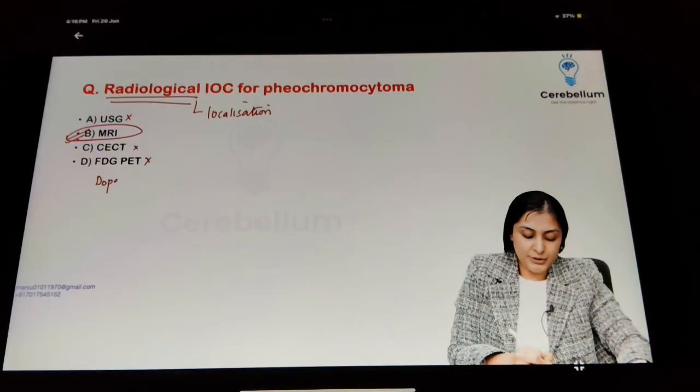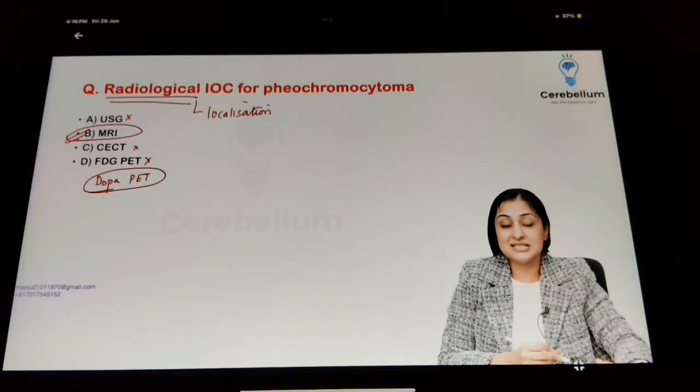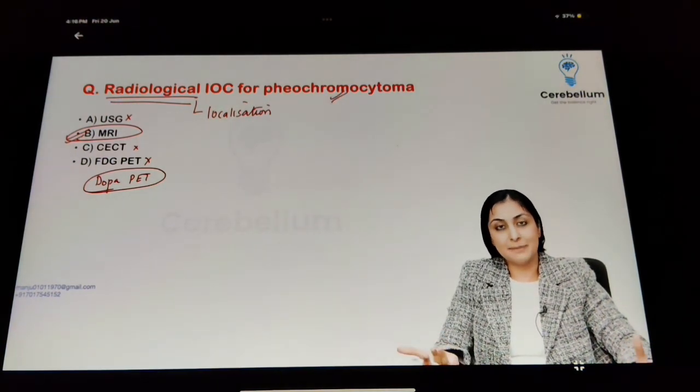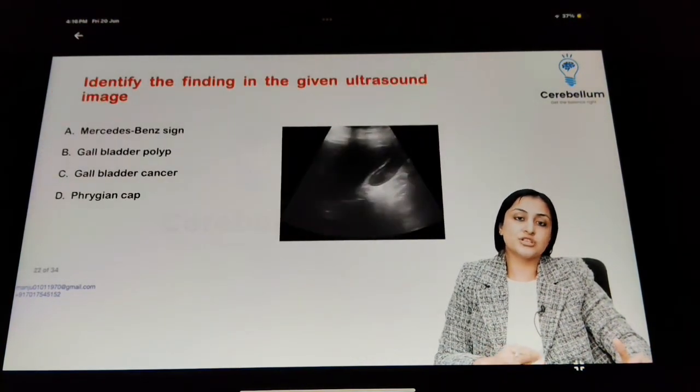For pheo, what we do is a DOPA PET. DOPA PET helps in cases of pheo, but still if asked to choose, you will go for MRI. Okay, so that is what you need to know here. Overall, the investigations which are done are going to be plasma metanephrine or urine metanephrine. Okay, so radiological investigation of choice is important.